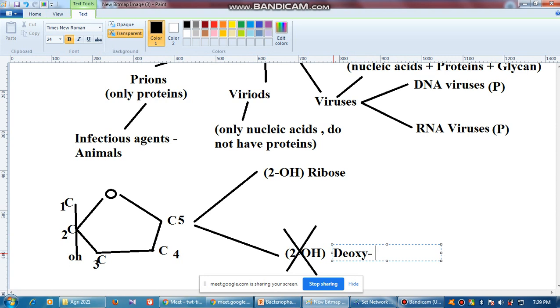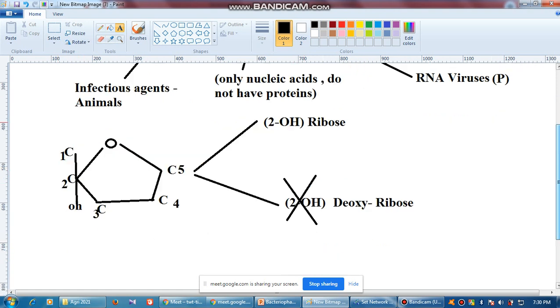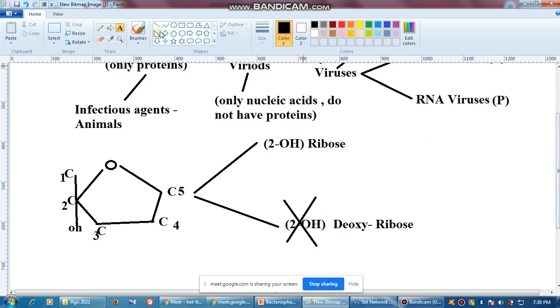Okay, so everything deals with the 2' carbon. The second carbon in which the hydroxyl group is there, we shall call it ribose. If it is not there, we shall call it deoxyribose. Okay, so this is how DNA and RNA are different fundamentally. There are plenty of other differences as well.